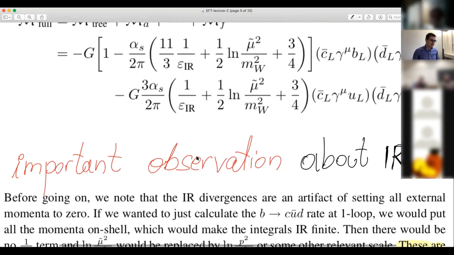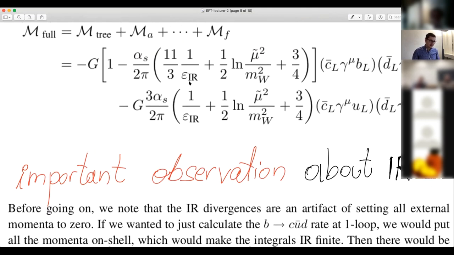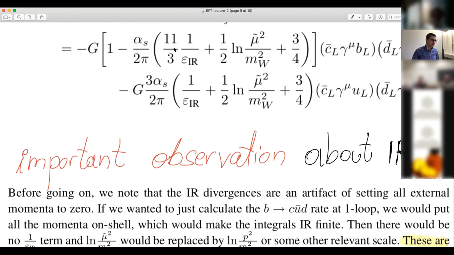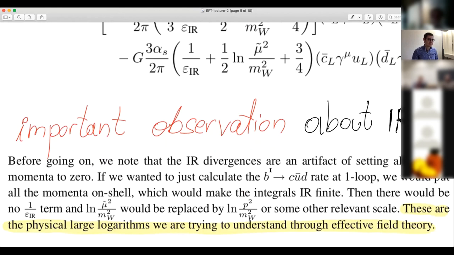So why is this so? Well, this is really a physical divergence. We made this approximation that the mass of the quarks is zero, is negligible. But in fact, if you are calculating this decay, you would put in things like m_b, etc. So what happens is that these 1/ε_IR terms are basically logarithms of, let's say, p² over M_W², p² being the bottom mass, for instance. And it is these logarithms which we are trying to resum. They are big, okay?